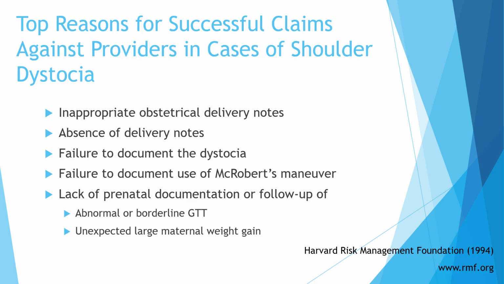Top reasons for successful claims against providers in shoulder dystocias. The provider doesn't document very well. There's a lot of absence in the delivery note discussing the shoulder dystocia, the maneuvers that were done, recognizing it as a shoulder dystocia, the damage being caused from the shoulder dystocia, not implementing the proper maneuvers that are recommended for shoulder dystocia. So make sure that there's good follow-up. Did they have risk factors? Was there borderline glucose testing? Was there an unexpected large baby? Especially when there's diabetes, that increases the chances of a loss.